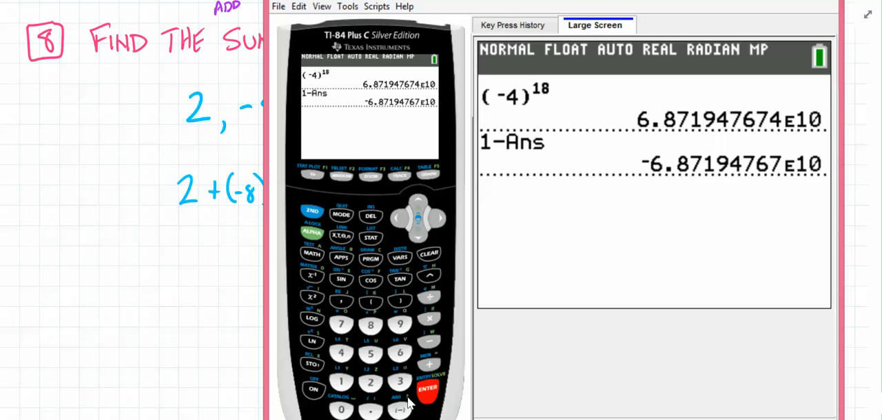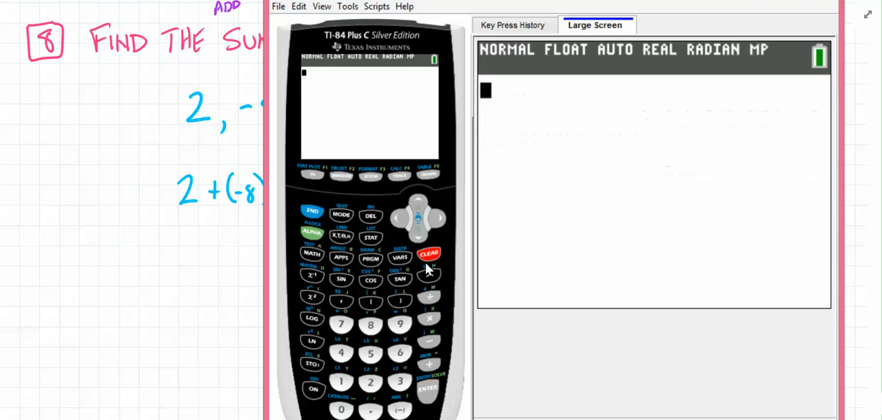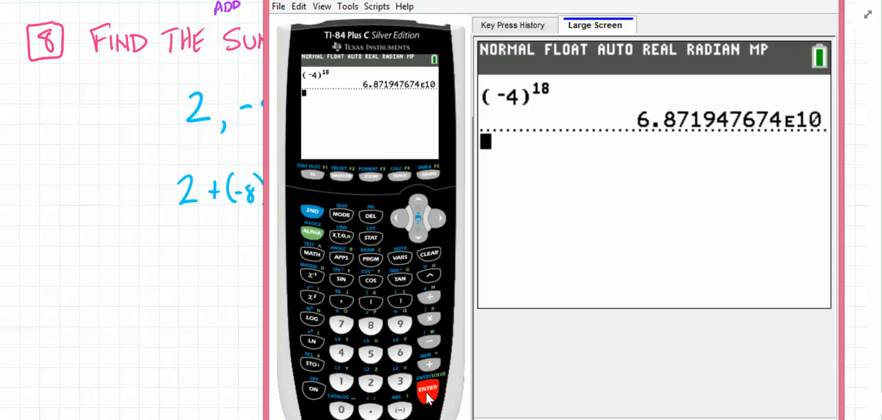Watch. Negative 4 to the 18. Push the enter button. Now, whenever you push, watch this. I got 1 minus second negative. That puts the answer that's stored in the calculator right there on your screen. Then you push enter. Well, that's our whole numerator right there. Oh, that's cool.